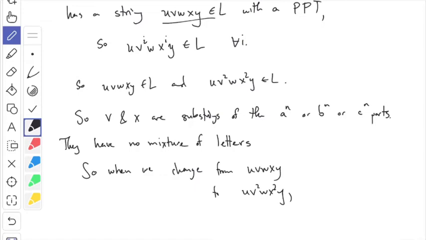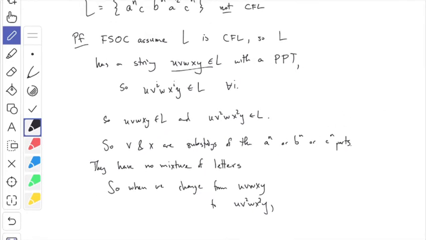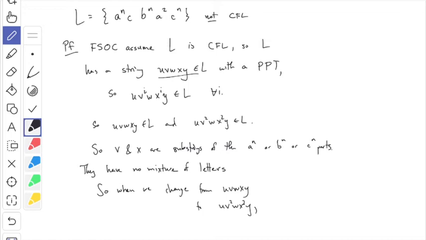We're supposed to have 3 letters that are going to be the same length n, but when you pump it up, in this case, when we change from UVWXY to UV squared WX squared Y, this will change maybe the number of A's and B's, but not the number of C's. It can only change two of them, right? It changes the V and the X only, which means it's going to change the number of two of them, but not the third.